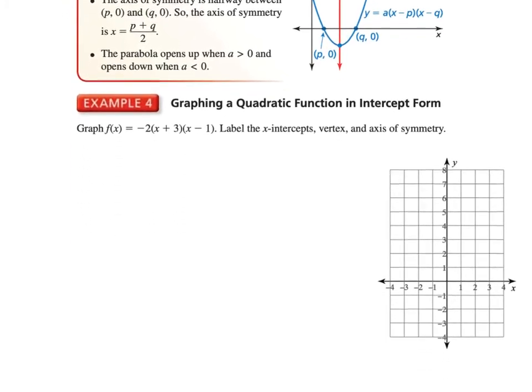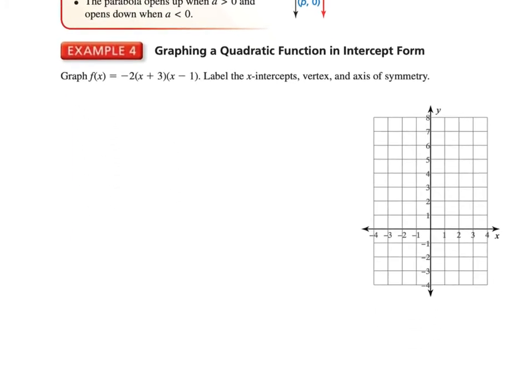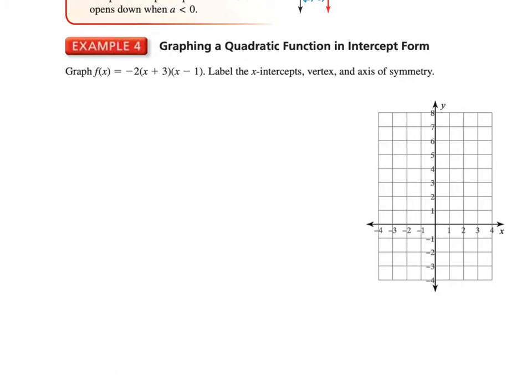Let's look at example 4. Graphing a quadratic function in intercept form. It's already in intercept form, so that's nice. We need to break this apart. We take x plus 3 and set it equal to 0, and x minus 1 and set it equal to 0. These are your two x-intercepts, and you solve. So x equals negative 3 and x equals 1. So I get the point negative 3, 0, and the point 1, 0.